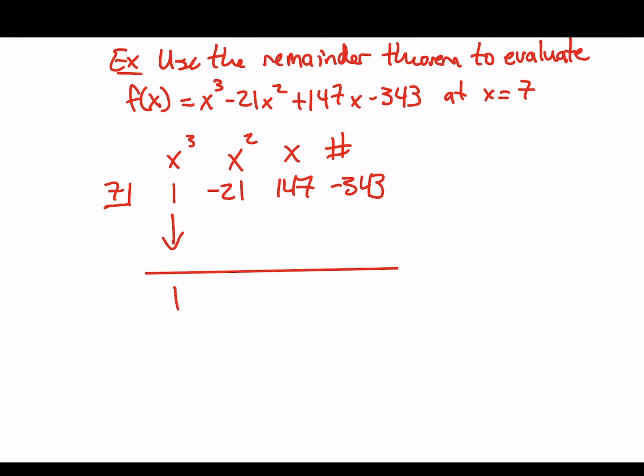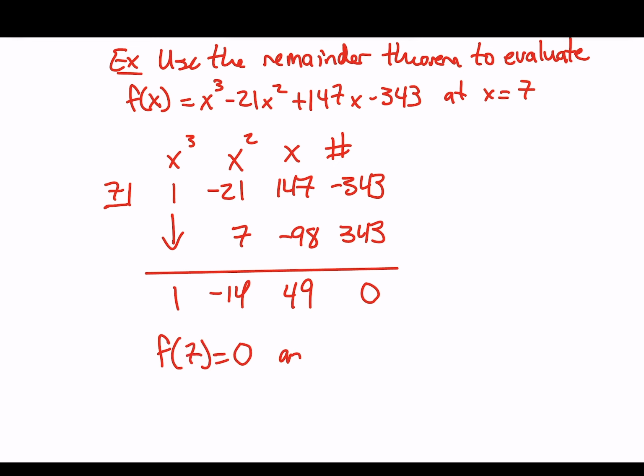We get 1 times 7, which is 7. Negative 21 plus 7 is negative 14. Negative 14 times 7 is negative 98. 147 plus negative 98 is 49. 7 times 49 is 343. And negative 343 plus 343 is 0. So since our remainder is 0, f of 7 is 0, and we know that this is an x-intercept, so (7, 0) is an x-intercept.